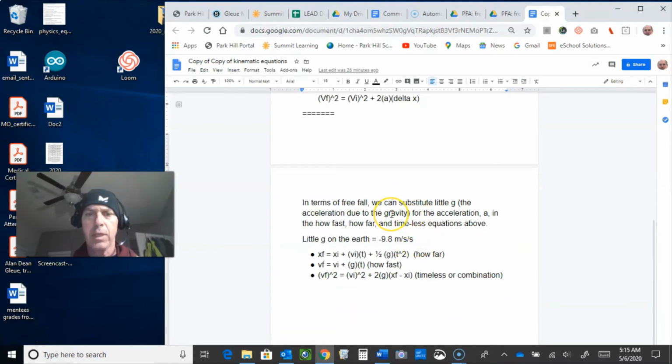Little g again means the acceleration due to gravity. So we'll just substitute, then put in that little g, and that's telling us that we're dealing with free fall sort of problems. Now, depending on what planet we're on, that little g is going to be a different number. So for our planet, our little g is negative 9.8 meters per second per second. Most of the problems I've seen in terms of free fall deal with our planet.